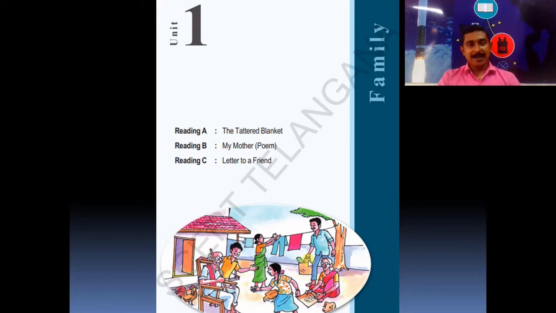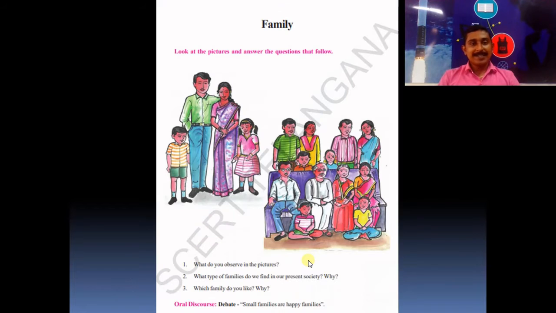Let us get back to the unit. The common theme of this unit is family. We are going to learn something about family relations. Look at the picture and answer the questions that follow. What do you observe in the pictures? In the first picture, you can find a father, mother, and a son and a daughter.